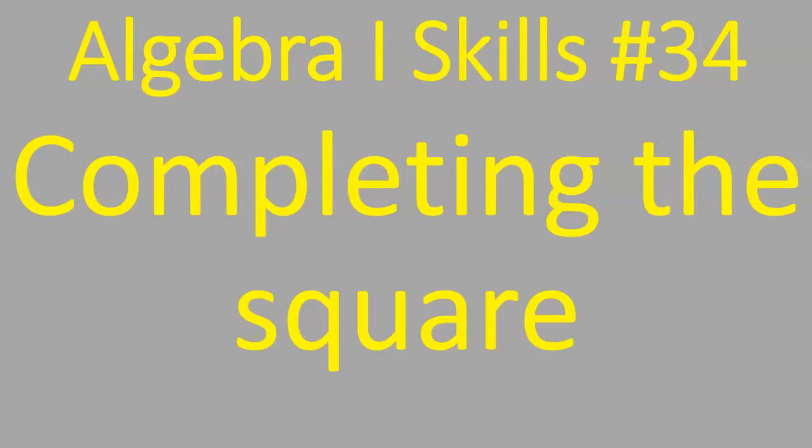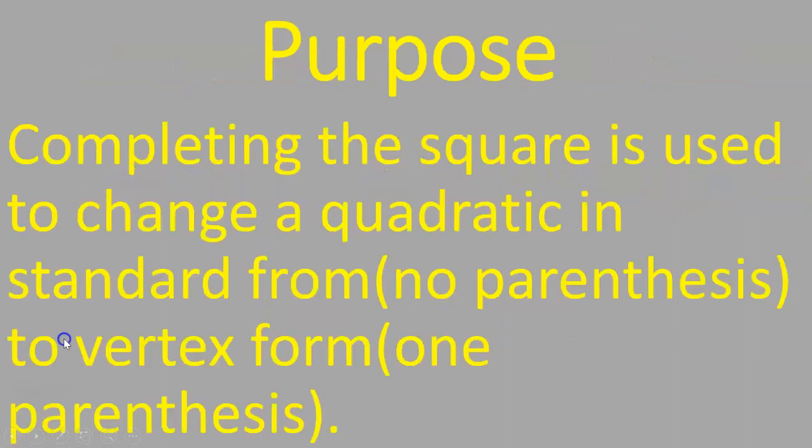Algebra 1 skills number 34, completing the square. The purpose of it is to change a quadratic in standard form, which means you have no parentheses, to vertex form, where you have one parentheses, and we'll explain the significance.